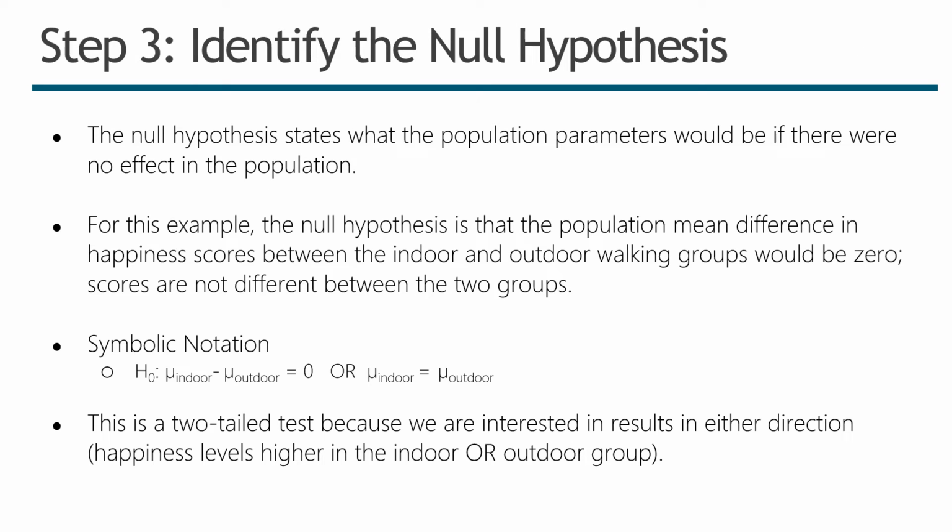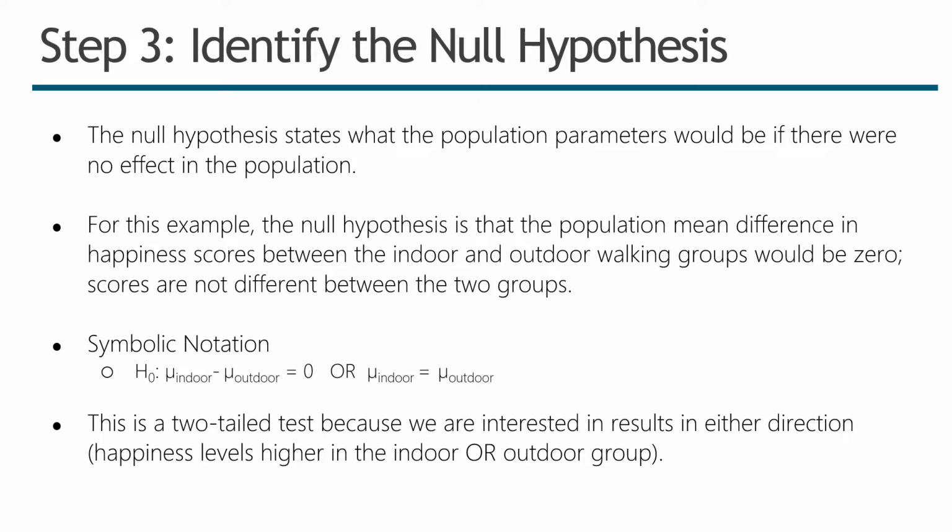Our next step is to identify the statistical null hypothesis. So our null hypothesis states what the population parameters would be if there were no effect at all in the population. In this example, we're comparing the indoor and outdoor walking groups. And so if the null hypothesis is true, we would expect there to be no difference in happiness scores between these two groups. So you can state that verbally, but you could also state it using symbolic notation, where the population mean for the indoor group minus the population mean for the outdoor group is equal to 0. Or another way of saying that is that the mean for the indoor group and the mean for the outdoor group are equal to each other.